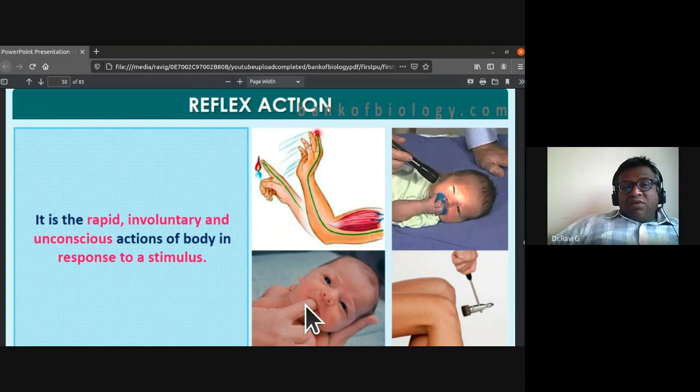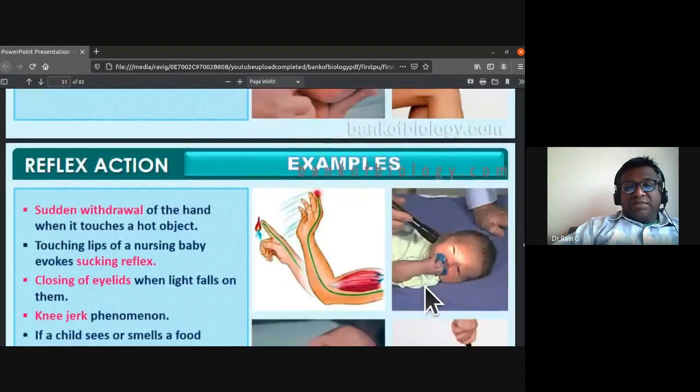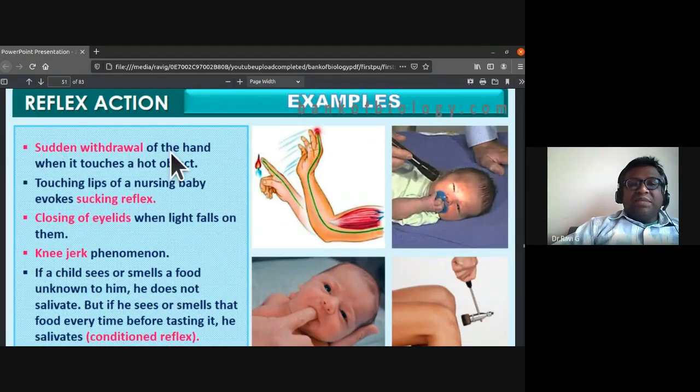Now, a rapid reflex action is a rapid, involuntary, and unconscious action of the body in response to a stimulus. The examples are sudden withdrawal of the hand when we touch a hot object, touching the lips of a nursing baby evokes the sucking reflex, closing of eyelids whenever light falls on them, and the knee jerk phenomenon.